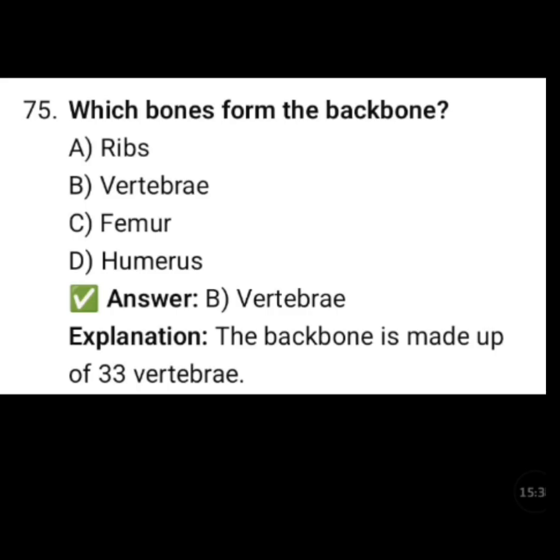Which bone forms the backbone? Ribs, vertebrae, femur, humerus. The correct answer is option B, vertebrae. The backbone is made up of 33 vertebrae.